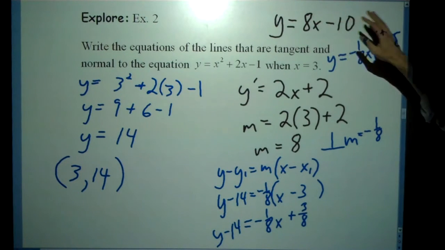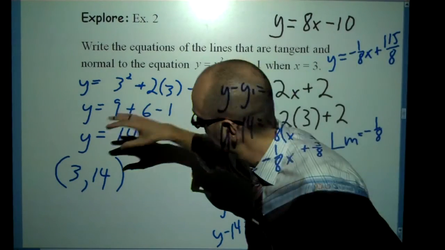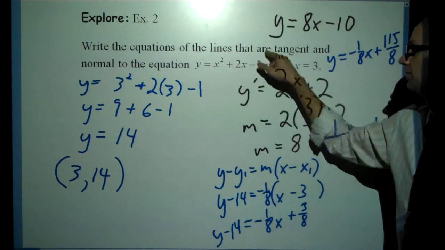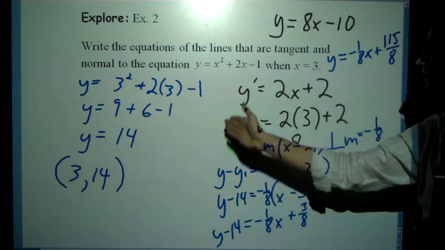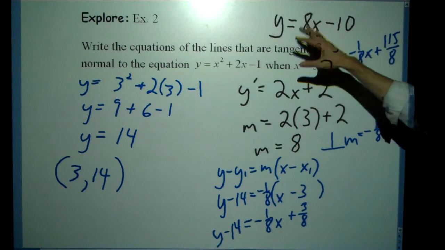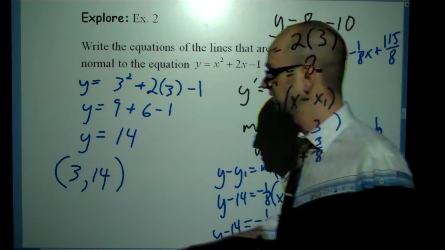So tangent, normal, equations. If you graph these, they should both intersect that one point. That point should be on this equation, and again, this should be your nice tangent, and this should go perpendicular to it through that same point. Something you can try out on your graphing calculators and take a look at it. All right, moving on to the next problem.